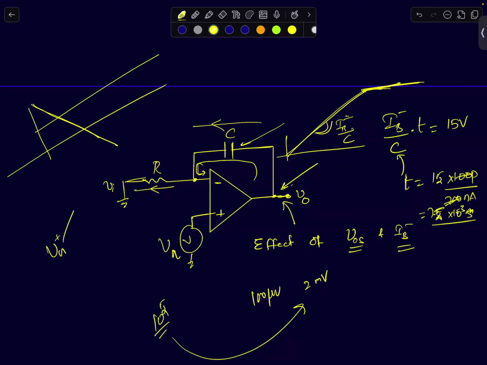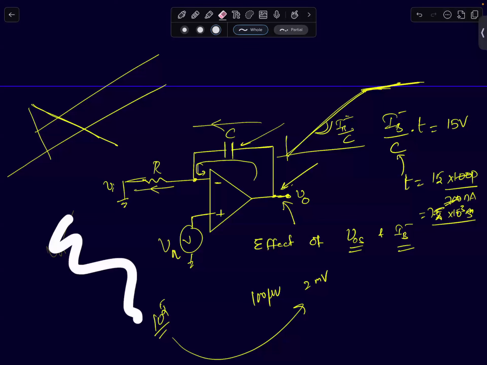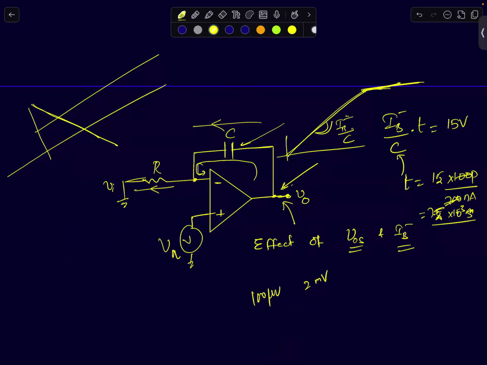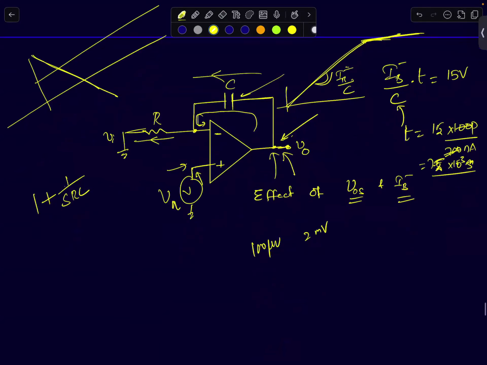So I need to know that frequency dependent transfer function. The frequency dependent transfer function for this circuit, it's a non-inverting configuration. So 1 plus Z2 by Z1. You can analyze it in any way. You can use beta and do 1 by beta, or you can do 1 plus Z2 by Z1. 1 plus Z2 by Z1 is 1 plus 1 by SC, or SRC. Okay, 1 plus 1 by SRC is the transfer function for our noise from the non-inverting terminal to the output terminal. So this is your transfer function.